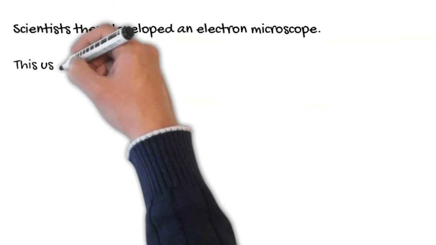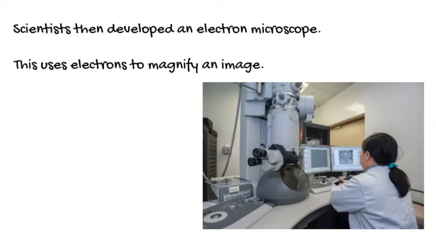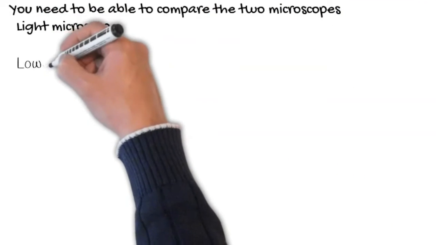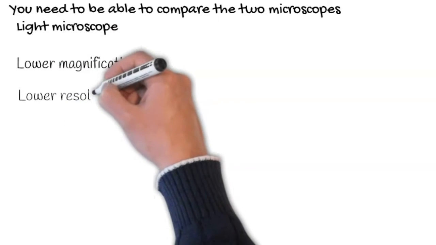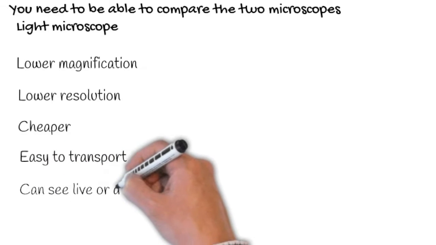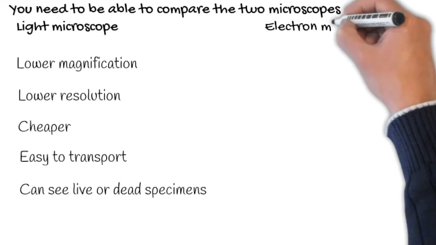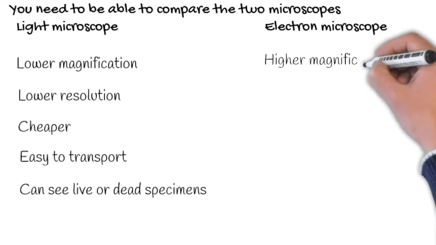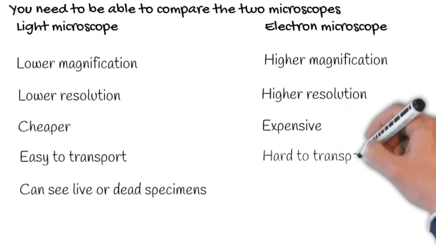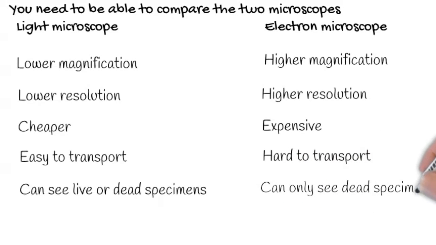Scientists then developed an electron microscope, which uses electrons to magnify an image. You need to be able to compare these two microscopes. Light microscopes have lower magnification, a lower resolution, they're cheaper, they're easier to transport, you can see living or dead specimens, whereas electron microscopes have a higher magnification, a higher resolution, they're more expensive, harder to transport, and you can only see dead specimens.